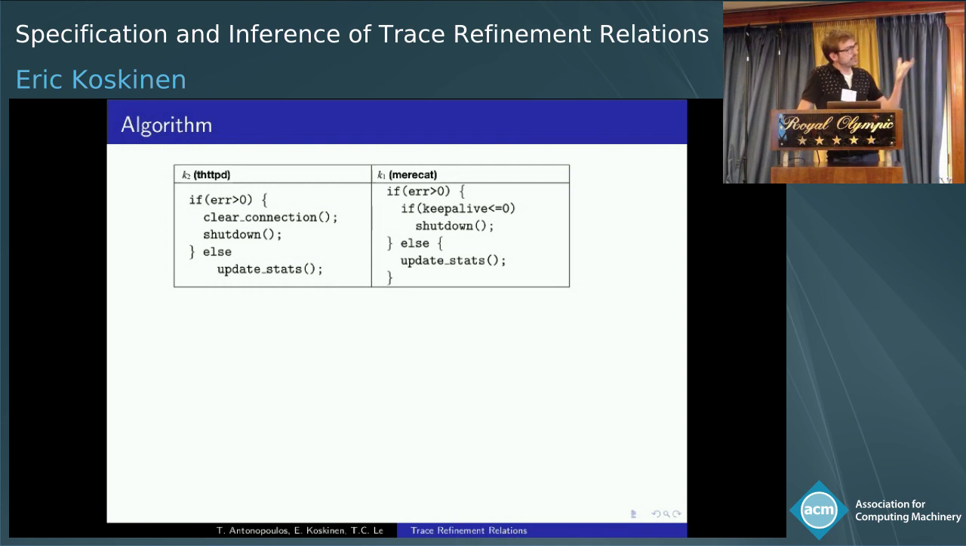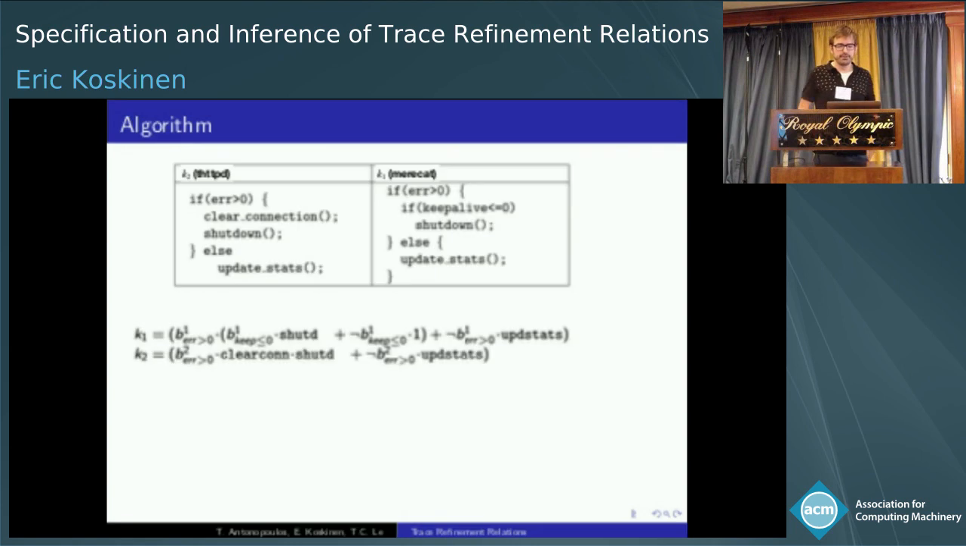Okay, so here's another example of the error handling portion of a web server. On the left, you see THTTPD, a simplified version of it, where when there's an error, it clears the connection and then shuts down. If there wasn't an error, it updates the statistics. And then the Meerkat program is a derivation of THTTPD that also has a keep-alive feature. In the case of Meerkat, if there's an error, then unless keep-alive is enabled, it will shut down. So there are some similarities and some differences between the two.